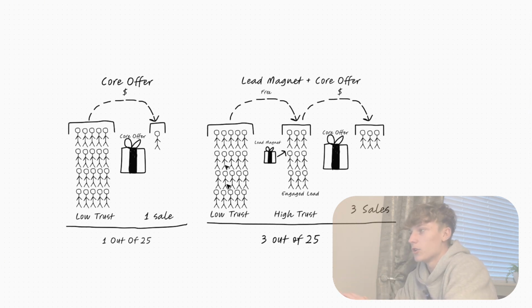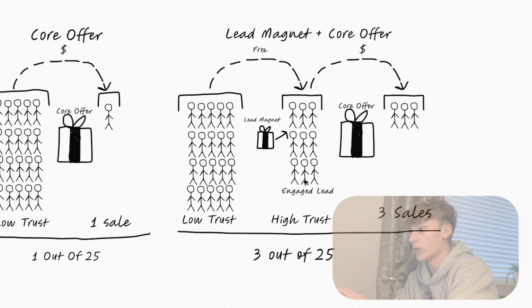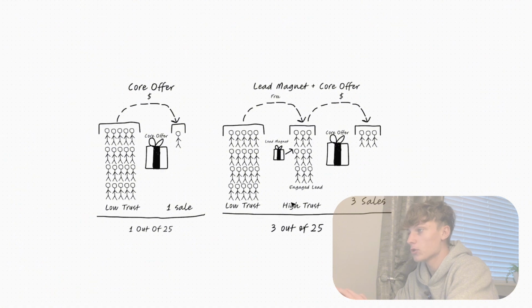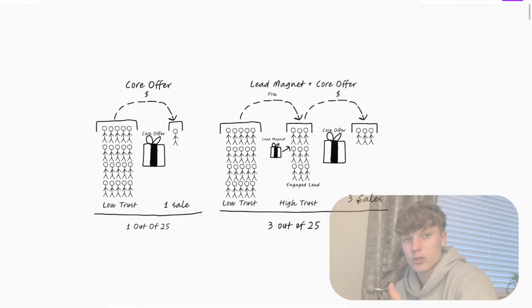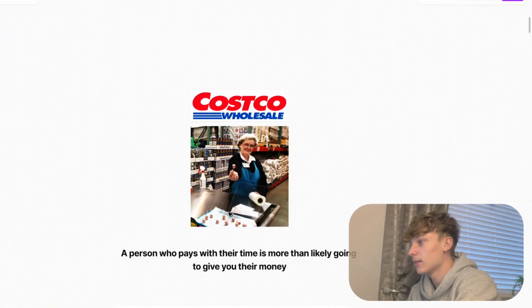Whereas if you're generating that attention and then offering them something for free and then offering your core offer, you're probably going to get a lot more sales, simply because you're giving them value before, and it helps them become an engaged lead, which is going to help you create more trust. People trust you more and know what you're speaking about, because you've given them a bit of free value before you actually offer your paid offer.